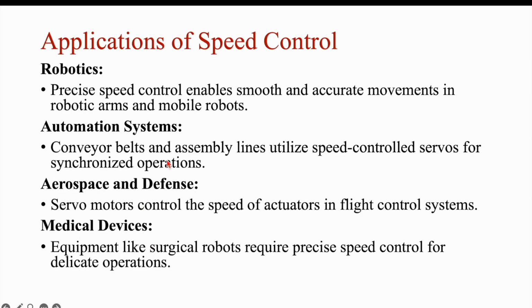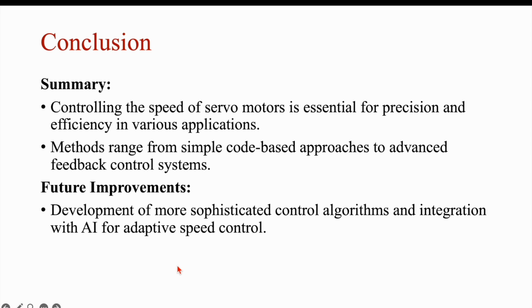And what are the applications? The first one is robotics. Precise speed control enables smooth and accurate movements in robotic arms and mobile robots. Automation systems: conveyor belts and assembly lines utilize speed-controlled servos for synchronized operations. Aerospace and defense: servo motors control the speed of actuators in flight control systems. And medical devices: equipment like surgical robots requires precise speed control for delicate operations.